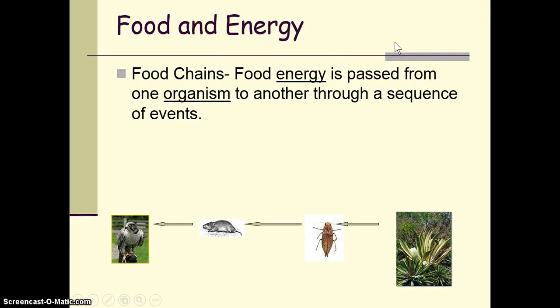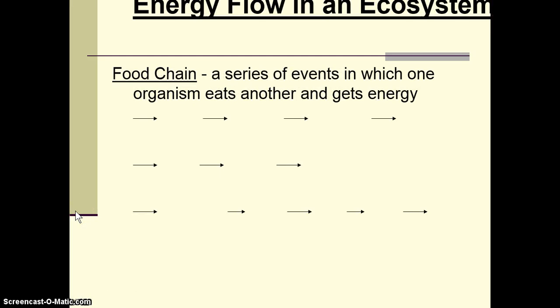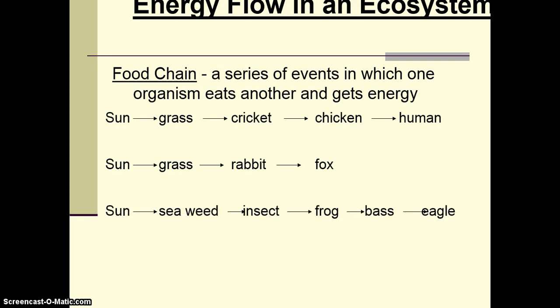Food chains show how food energy is passed from one organism to another through a sequence of events. So in this example, the arrows again are representing the flow of energy. We have our producers, our first level consumer, second level consumer, third level consumer. So a food chain is a series of events in which one organism eats another and gets its energy. These are all examples of food chains.